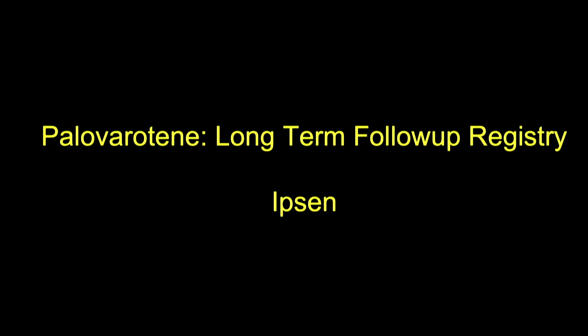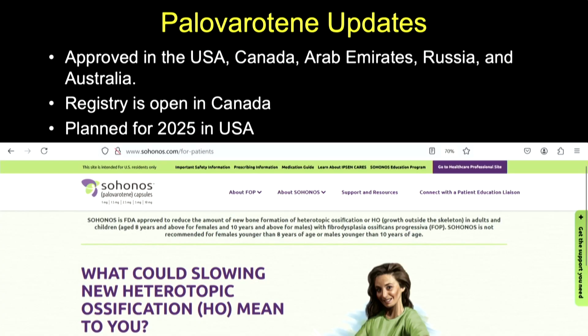Okay. There are a couple of other studies that are coming up and available. One is palovarotene. Palovarotene is the FDA-approved medication, Sohonos, that had previously gone through phase 2 and phase 3 studies. There's a long-term follow-up registry with Ipsen that has already started in Canada and is hopefully going to be rolled out soon in the United States. And information about palovarotene, if this is something that you're thinking about, can be found over on the palovarotene website.